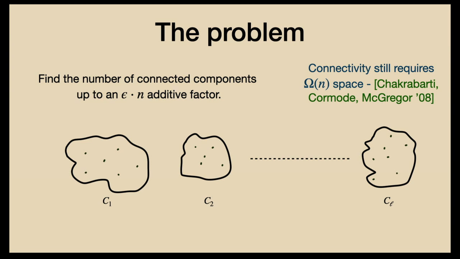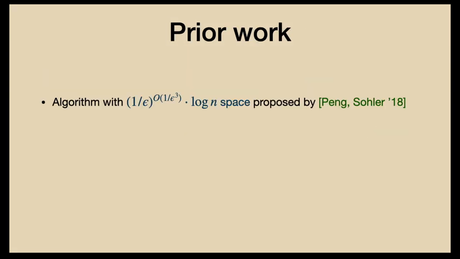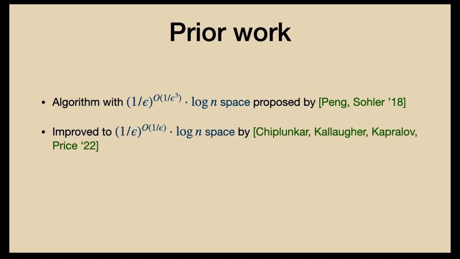All right. So let's look at some upper bounds for this case. In 2018, Peng and Sohler gave the first algorithm for this problem. And it used 1 by epsilon raised to order of 1 by epsilon cube space times some log factors. Okay. And they were able to solve this. And this upper bound was improved to 1 by epsilon raised to order of 1 by epsilon by Chiplunkar, Kapralov, Kelleher, and Price in 2022.